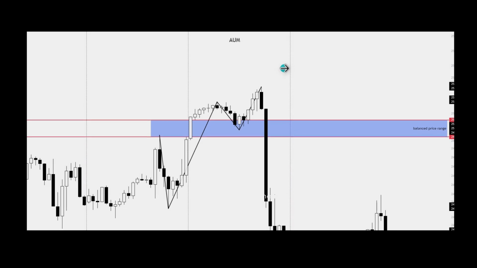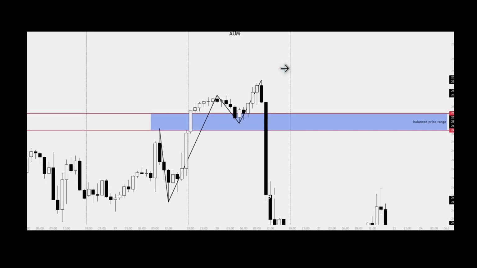Here is a real-life example of a balanced price range. As you can see, price moves lower, displaces above, comes back inside the range, moves higher, and completely closes below the range. The moment right here, where it comes back inside and causes a rebalance, this balances the price range. When it moves lower, this shows you that the order flow has changed.